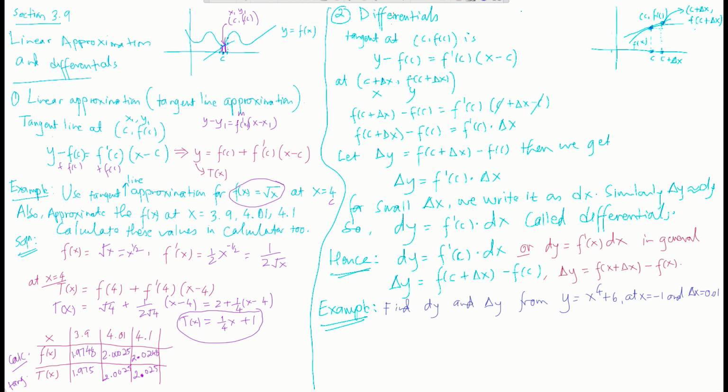So the next thing is differential. So we know that, look at this. This is a function f(x). This graph is the function f(x), and there is a point c. So the point on the graph is (c, f(c)), right? f(c) is the y value, right?